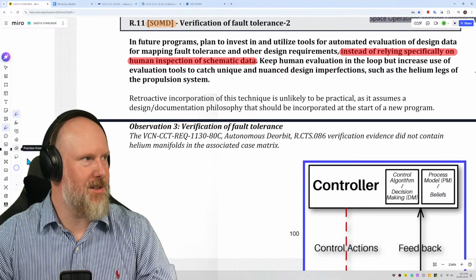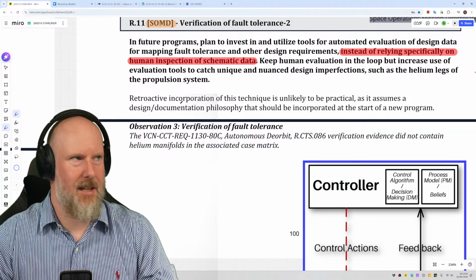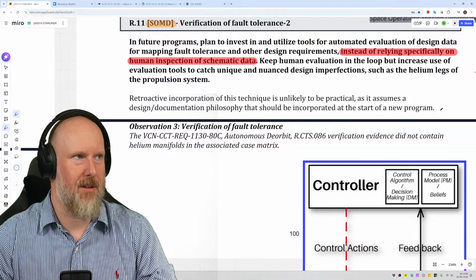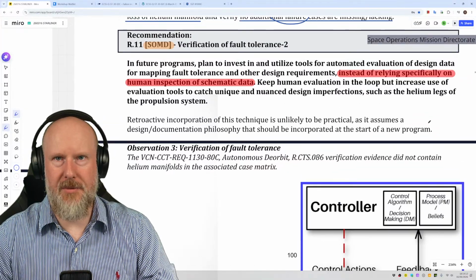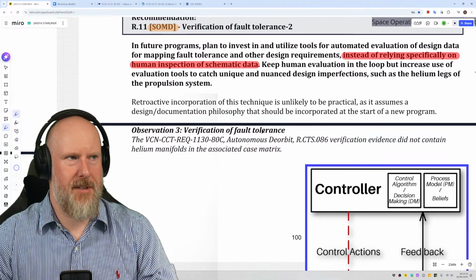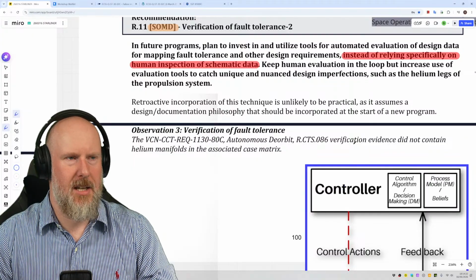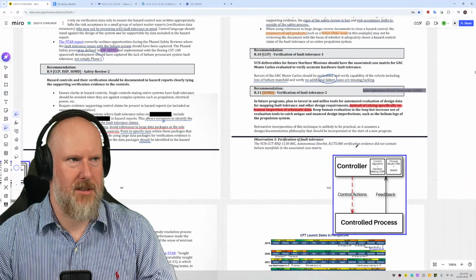Retroactive incorporation of this technique is unlikely to be practical, as it assumes a new design documentation philosophy that should be incorporated at the start of a new program. Okay, why are we recommending it then if it's for new programs? Anyway, observation 3, verification of fault tolerance. The VCN CCT Rec 1130-ATC autonomous deorbit verification evidence did not contain helium manifolds in the associated case matrix.